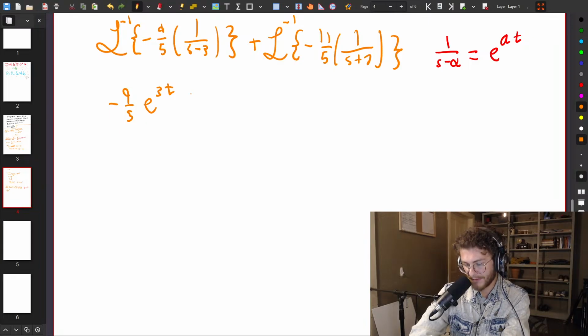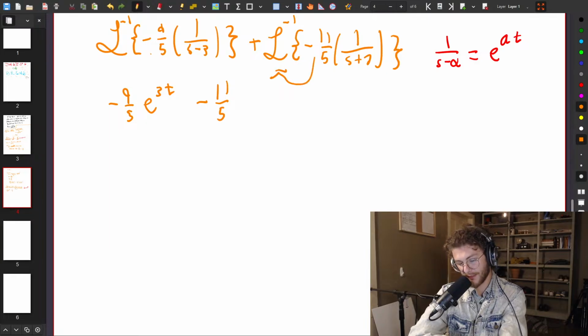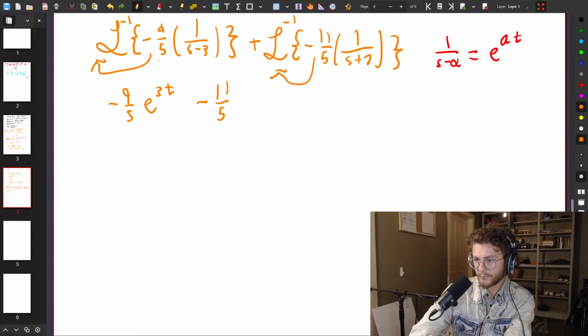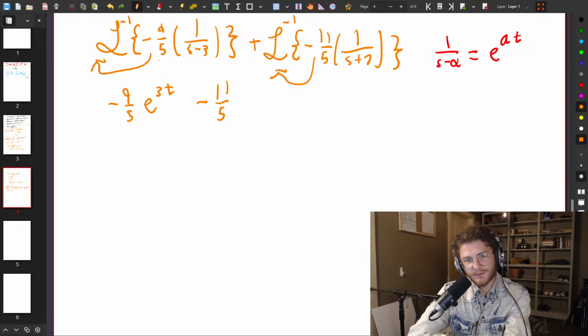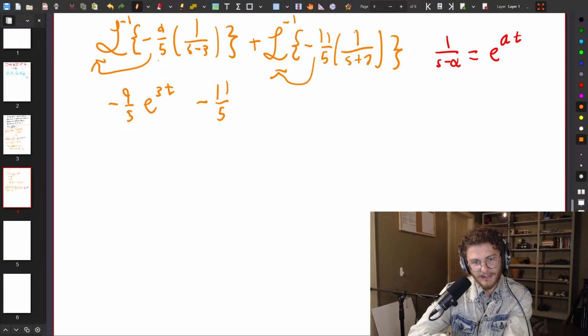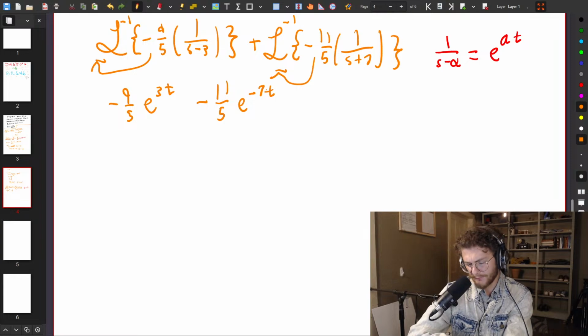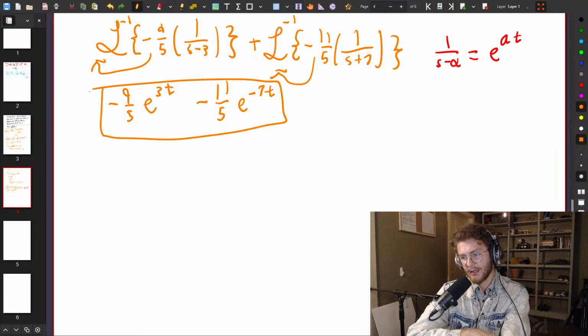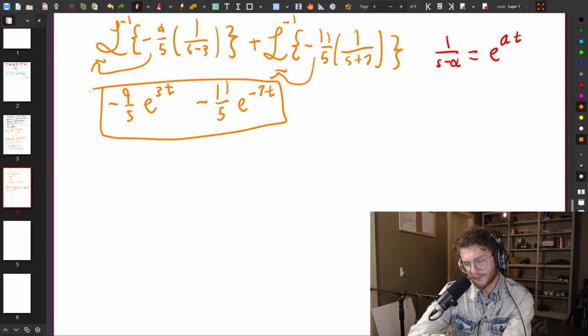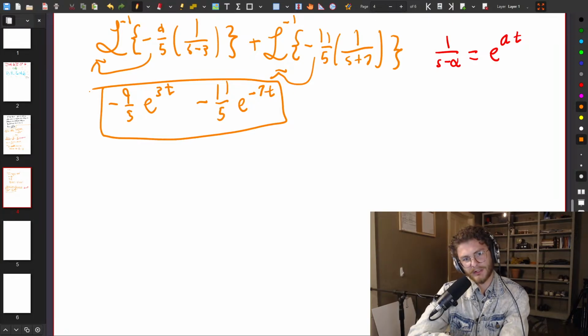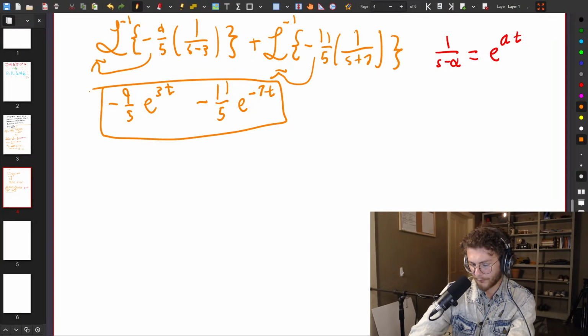Now we're going to add that second answer, which is minus 11/5, which we've pulled out of here as well, just like we did with that 9/5. What is 1 over s plus 7? Well, 1 over s minus a is e to the at, but since we're adding, it's e to the negative at, which is e to the negative 7t. And you know it, you love it. That's the answer to a second-order, linear, homogeneous differential equation: negative 9/5 e to the 3t minus 11/5 e to the negative 7t.